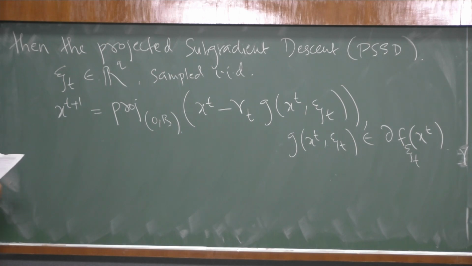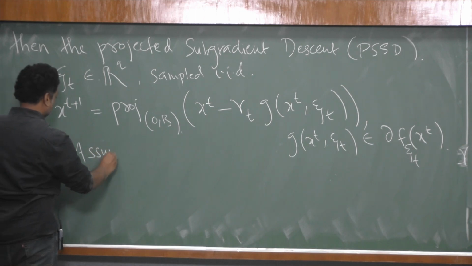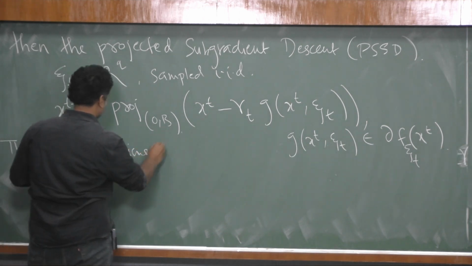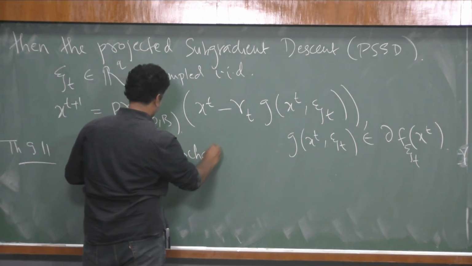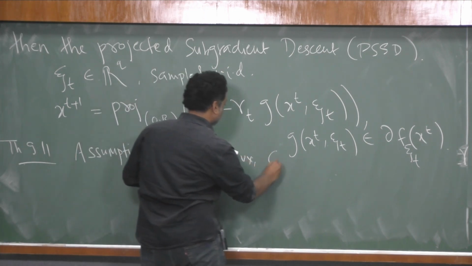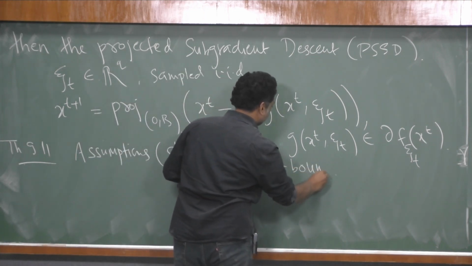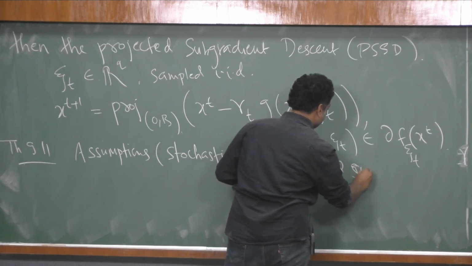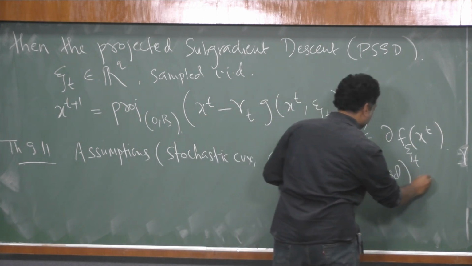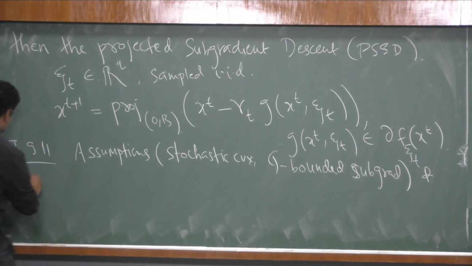So for PSSD we will prove a bound on how it will converge, and with this we will stop for today. So this is theorem 9.11. Assumptions hold, which are stochastic convex, G bounded subgradient, and B bounded solutions.